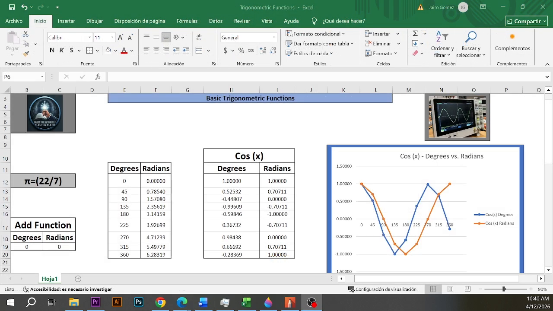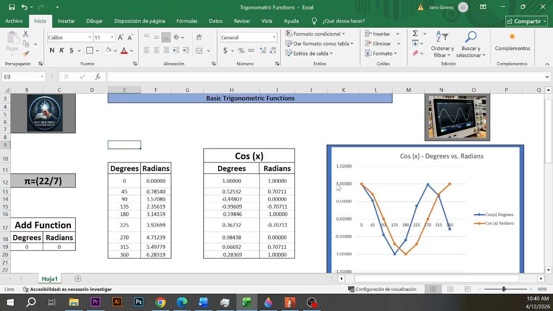So, how do we know if whatever we're using is in degrees or in radians? We just have to test it out and make sure that our laptop, our software, our calculator is set up in the right coordinate system. In this case, I'm going to use Excel as an example.